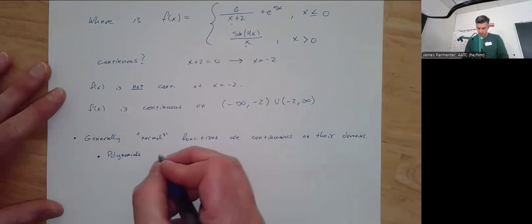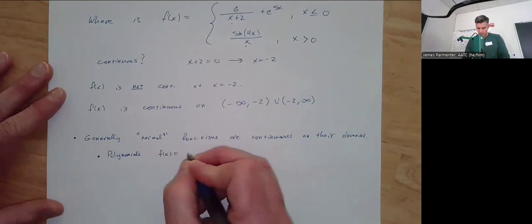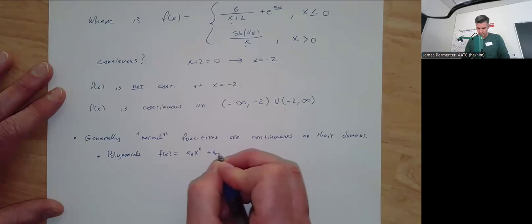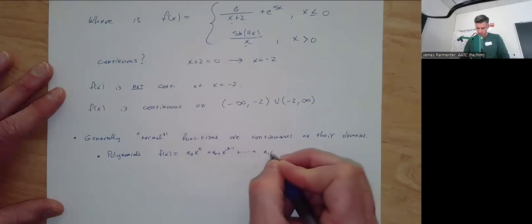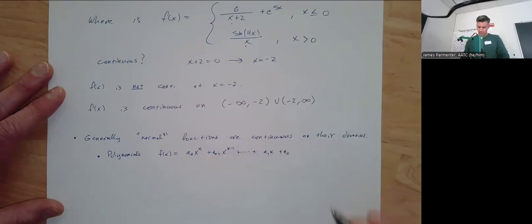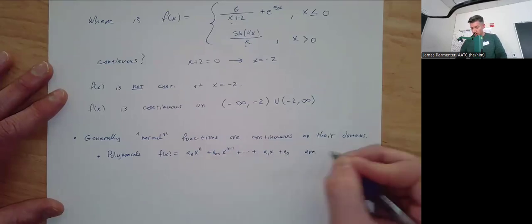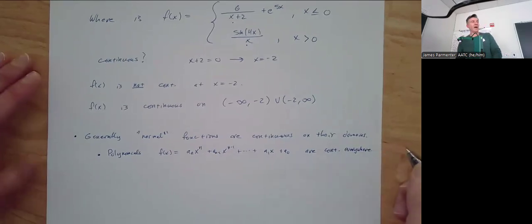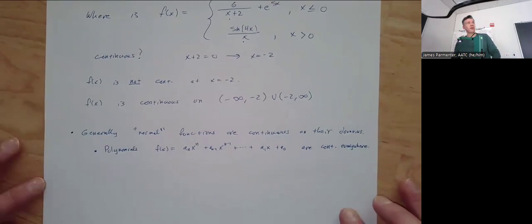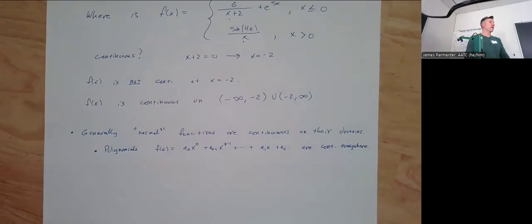So something like f of x equal to a sub n times x to the n plus a sub n minus 1 times x to the n minus 1, plus all the way down to a sub 1 times x to the first plus a sub 0. Those are continuous everywhere because they are defined everywhere. I will also say, polynomials are also differentiable everywhere, meaning their derivatives exist everywhere, even though we haven't talked about derivatives yet.